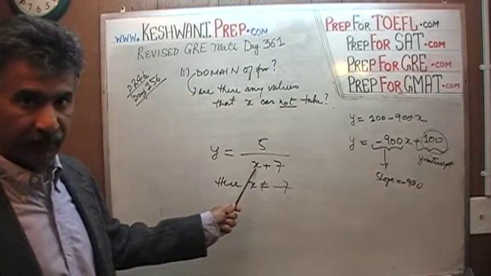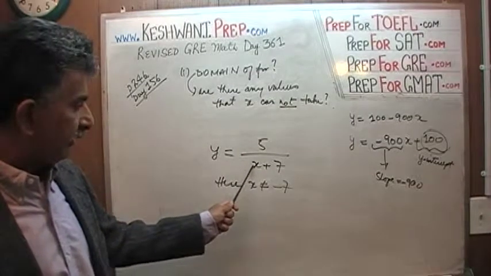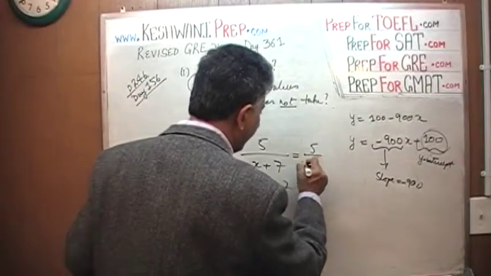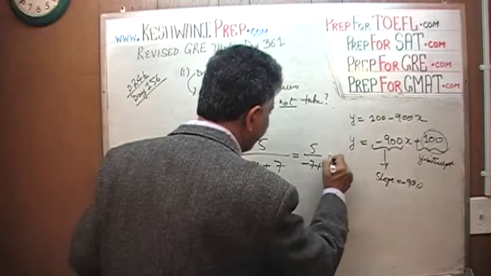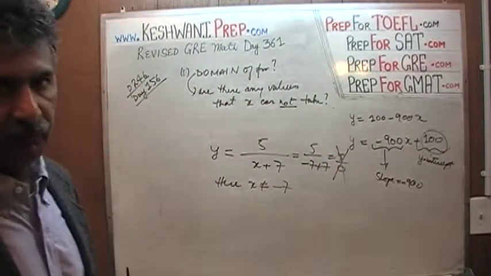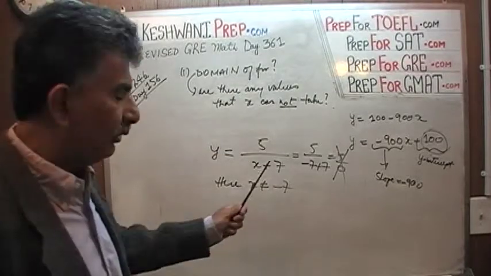If x were negative 7, then what would happen? We would have a negative 7 plus a 7. We'll end up with 0 at the bottom. We'll end up with 5 over negative 7 plus 7, 5 over 0. We can't have that. We cannot divide anything by 0. Any number divided by 0 is undefined. We cannot have 0 at the bottom.